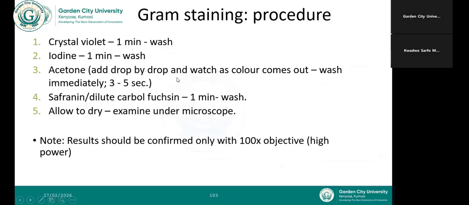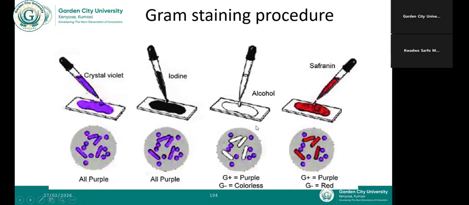So this is what I've just explained. Then you observe under the microscope, starting from the lowest objective, then you focus and then you observe critically with the highest objective. So more illustrations for you: crystal violet, iodine, alcohol or ethyl alcohol, acetone, safranin, or carbol fuchsin.